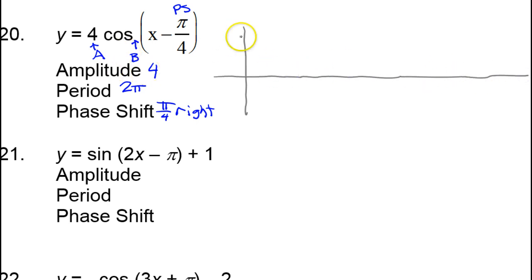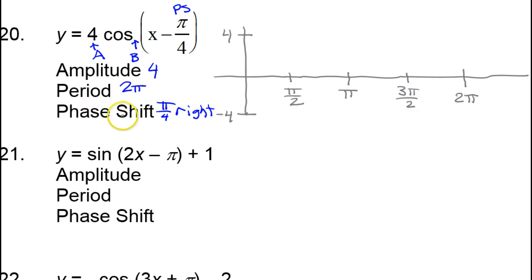So the amplitude is 4, so I'm going to make sure that I go up to 4 and down to -4 when I do this graph. Now I'm going to leave a little extra space at the end of my graph so I can shift to the right by pi over 4. So I'm going to put my 2 pi right here for the end of my period. So if this is 2 pi, then right in the middle I should have pi. Half of that should be pi over 2. And in between here, I should have 3 pi over 2.